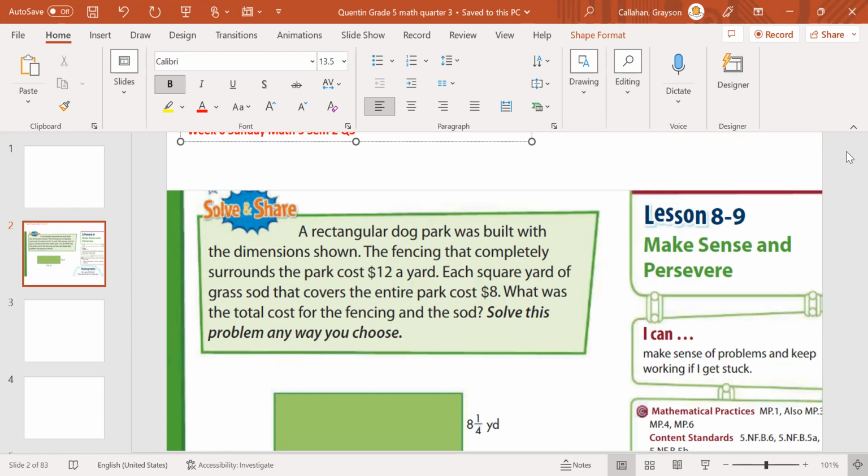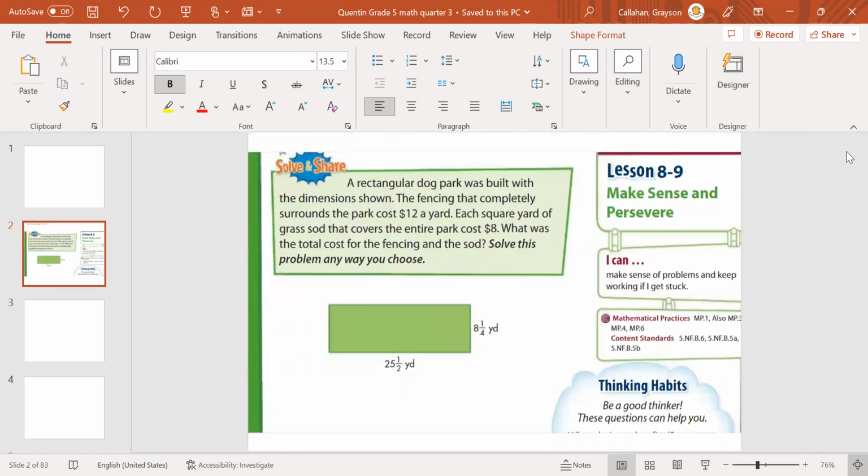The fencing that completely surrounds the park will cost $12 per yard. The square yard of sod that covers the entire park costs $8. What is the total cost of the fencing?